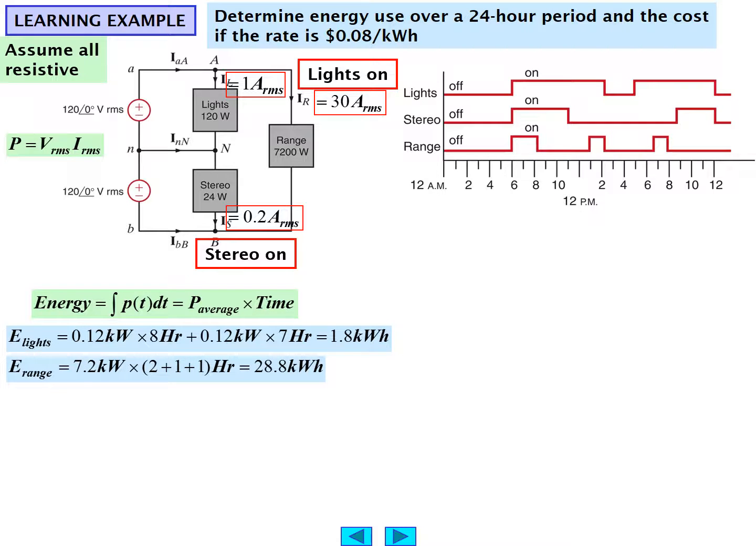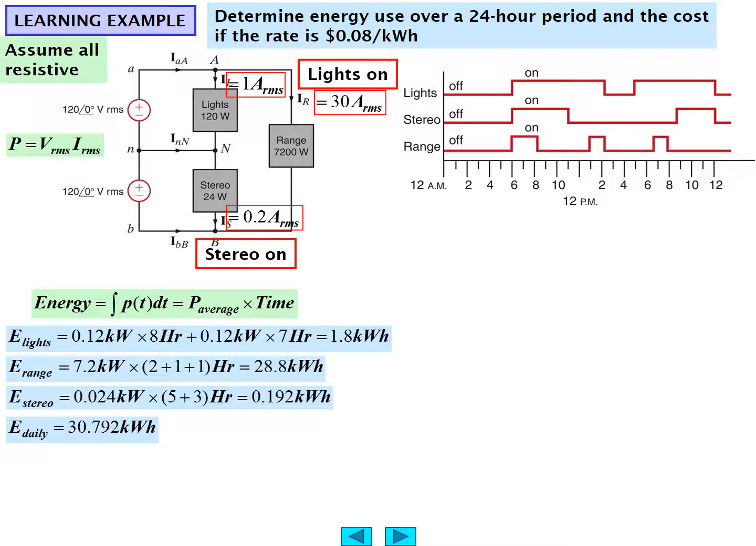The energy for the range, 7.2 kilowatts, and the range is only on intermittently, but a total of 4 hours, or 28.8 kilowatt hours. The energy for the stereo, 0.24 kilowatts, times a total of 8 hours on, 0.192 kilowatt hours. Adding them up, we get 30.792 kilowatt hours, or a cost of $2.46 a day for this particular situation.